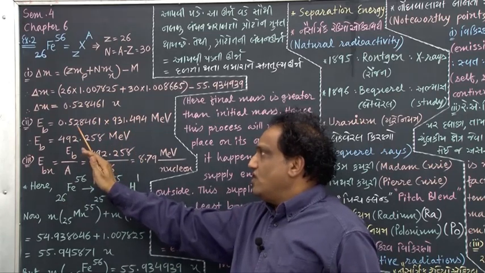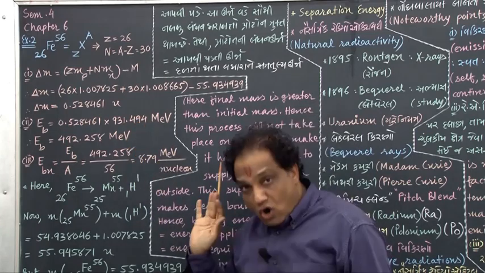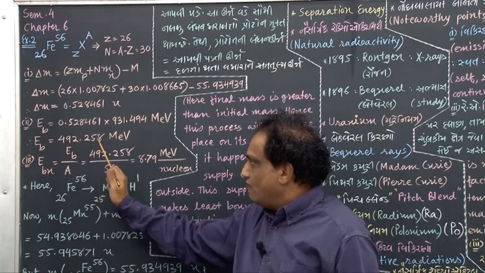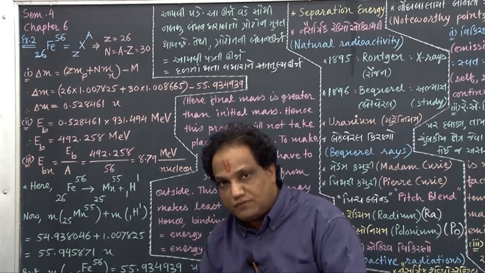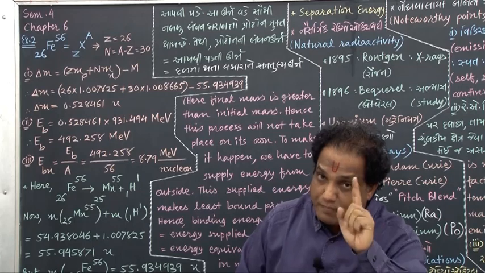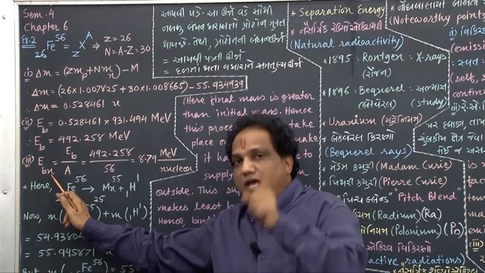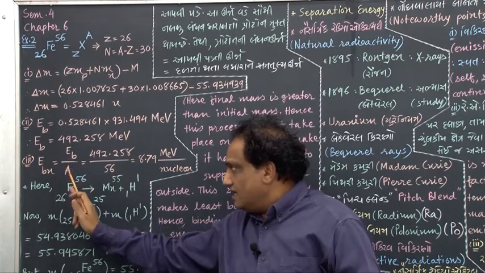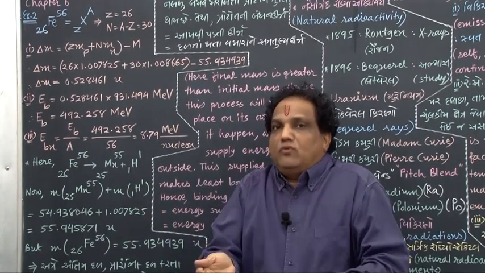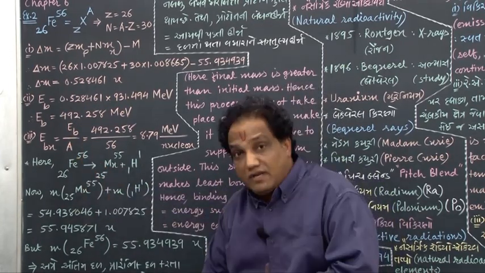That's what I have written here, 0.528461 multiplied by 931.494 million electron volt. This multiplication comes out to be 492.258 million electron volt, correct? Fine. And now tell me, what is asked of us? Binding energy per one nucleon. It is shown by the symbol EBN, correct? And it is nothing but total binding energy divided by total number of nucleons. But total number of nucleons means what? Atomic mass number, that is capital A. So you should divide EB by capital A.